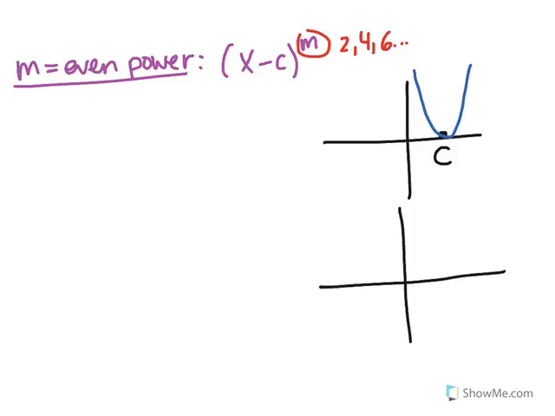So it can be on that side of c depending on the orientation, or it can bounce like this, but it will not go completely through that zero.